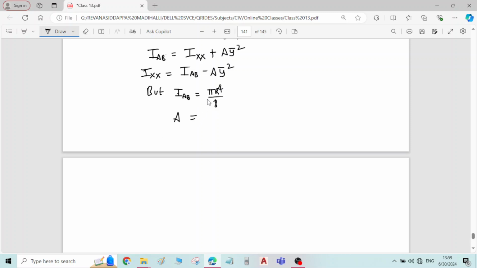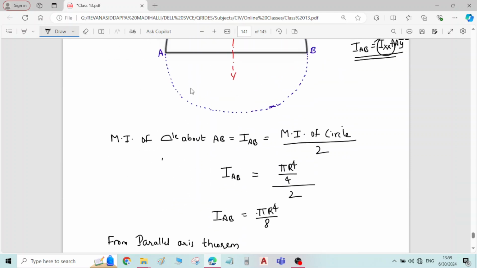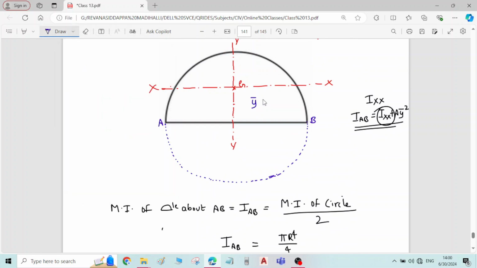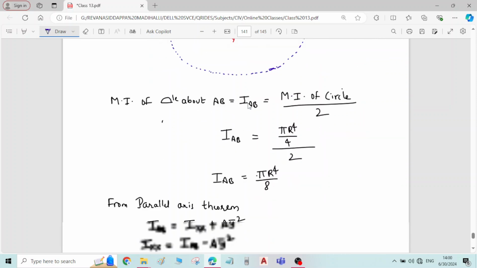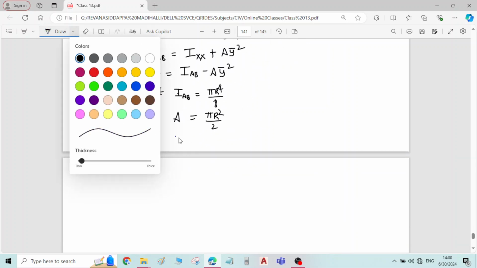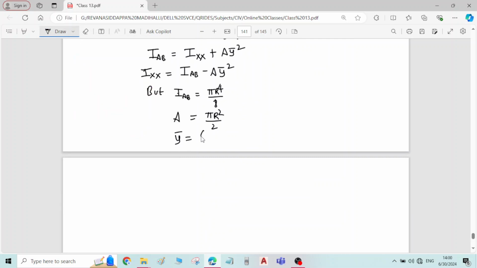And what is capital A? Capital A is nothing but area of the semicircle, that is pi r square by 2, half of the area of the circle. And what is the formula for y bar for semicircle? For semicircle, y bar is equal to 4r by 3 pi. From centroid of the plane figure chapter, we know this equation, correct? Y bar is equal to 4r by 3 pi. Now what you have to do?